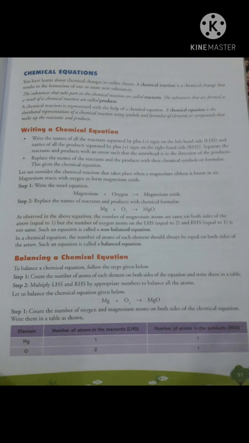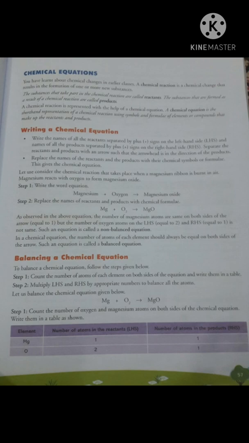In a chemical equation, the number of atoms of each element should always be equal on both sides of the arrow. Such an equation is called a balanced equation. Now, balancing a chemical equation. To balance a chemical equation, we have to follow these steps.